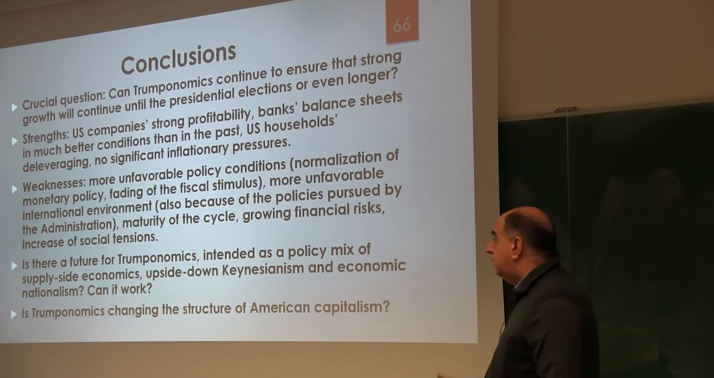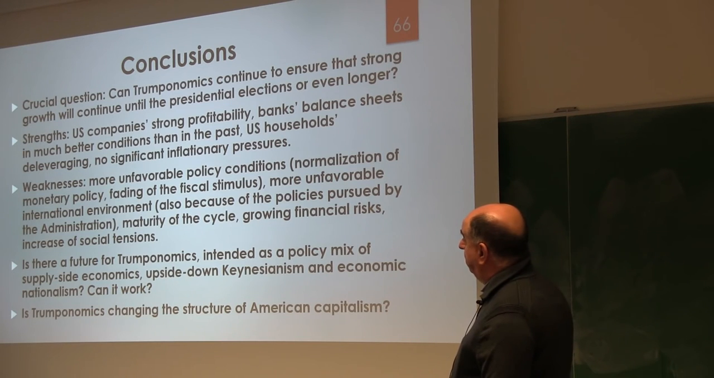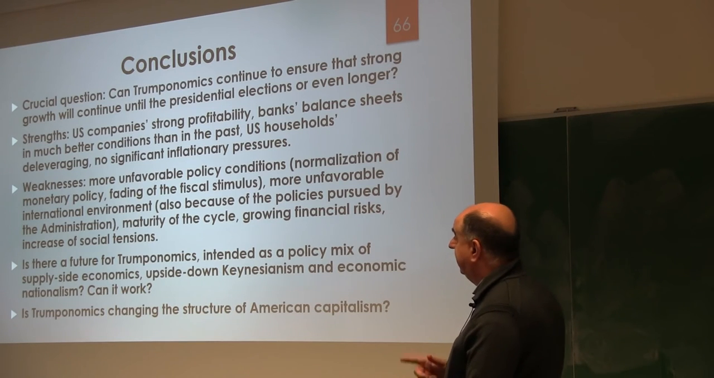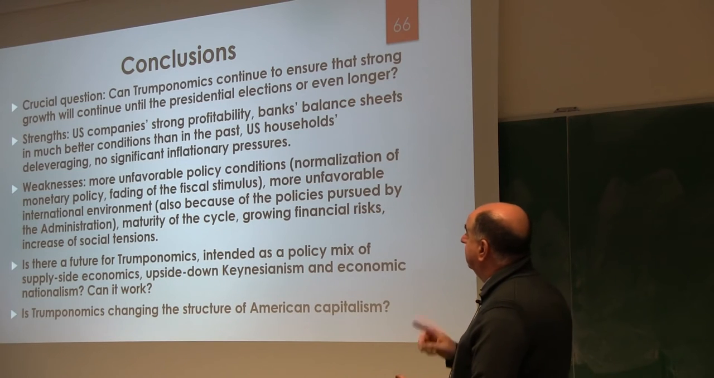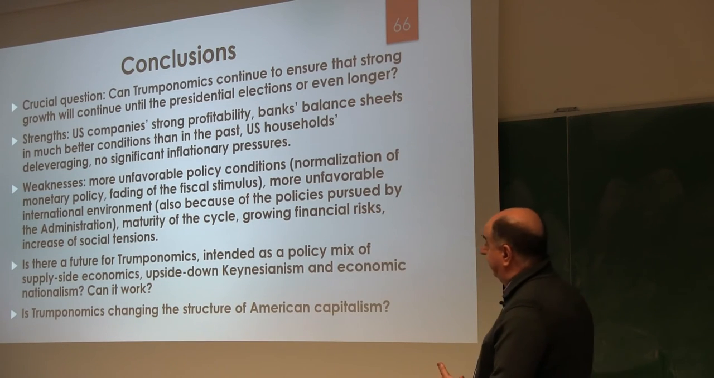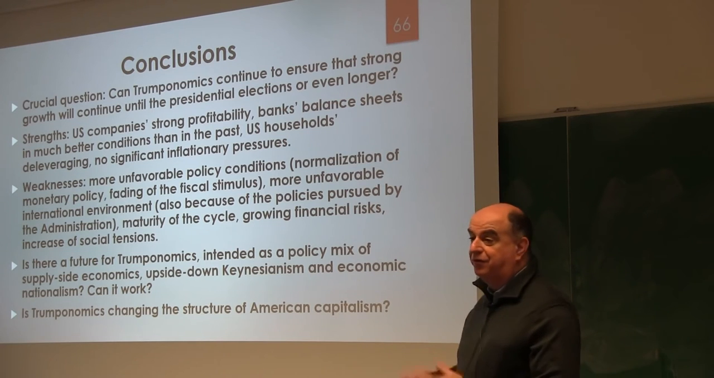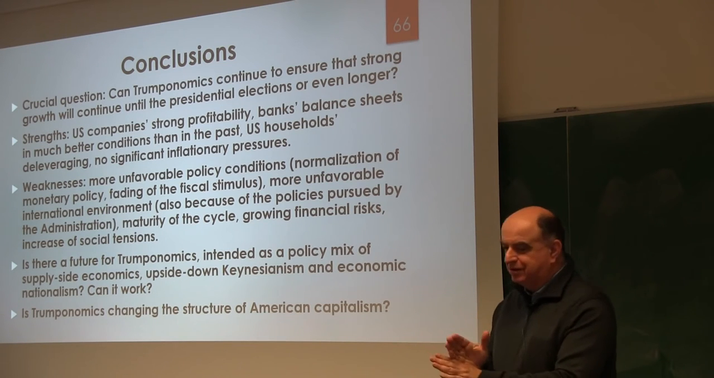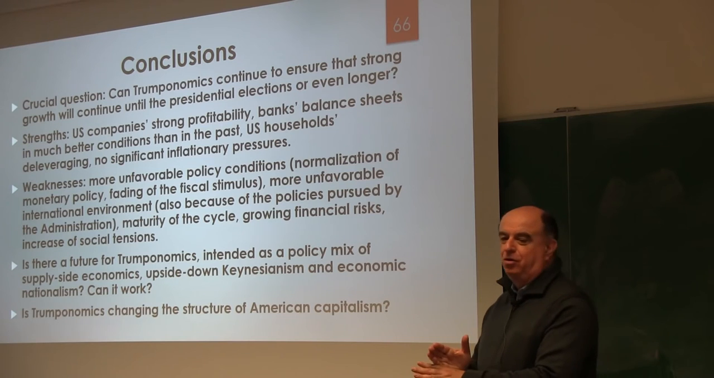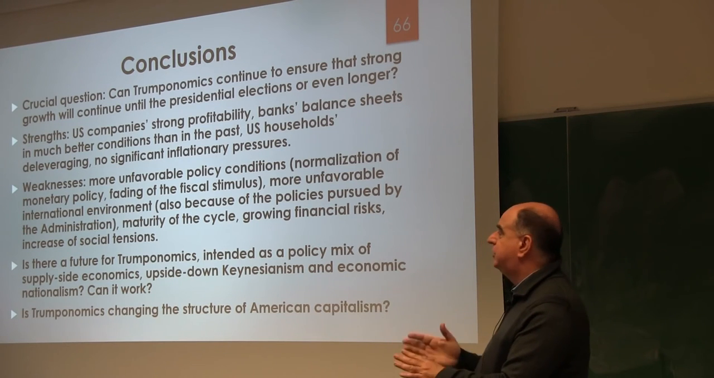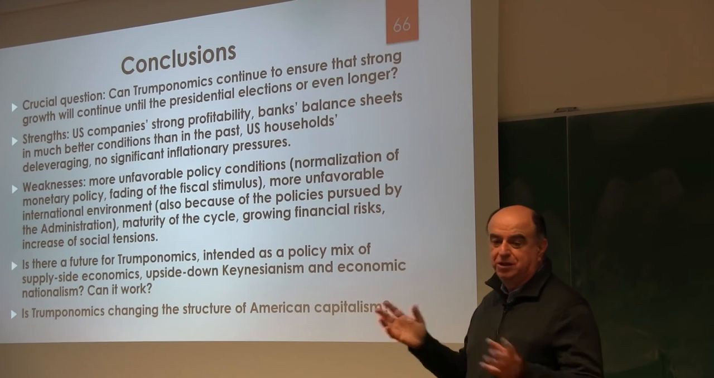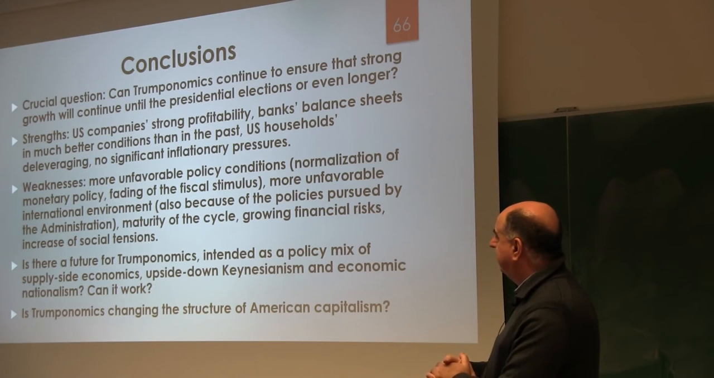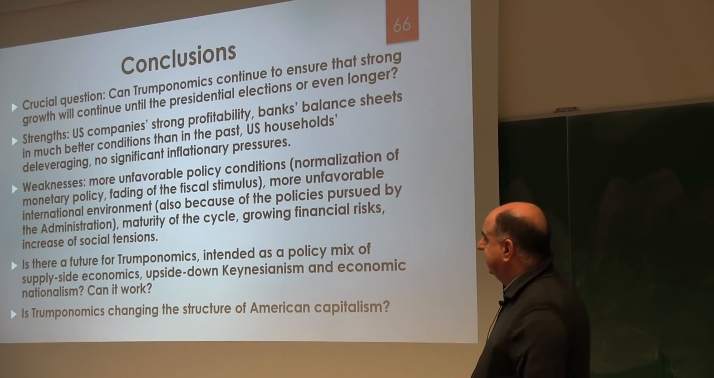The weaknesses: more unfavorable policy conditions, so normalization of monetary policy continues despite the pressure of the administration. The fiscal stimulus is fading. There is a more unfavorable international environment. For 2017 and 2018, the stars were aligned. Financial conditions were fine. Trump had control of the Congress and the administration. The recovery was synchronized, the sovereign debt crisis in Europe was gone, China was doing quite well. Everything was going quite well. So at the time, the stars were aligned.